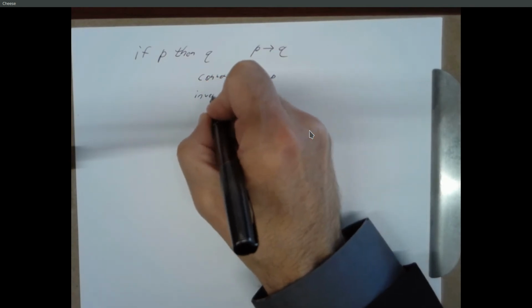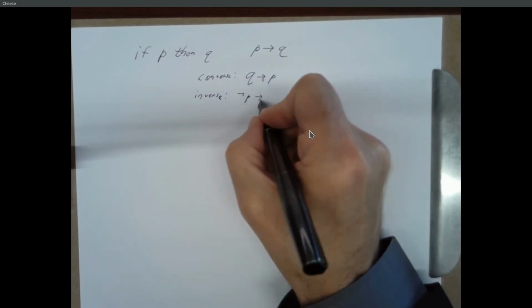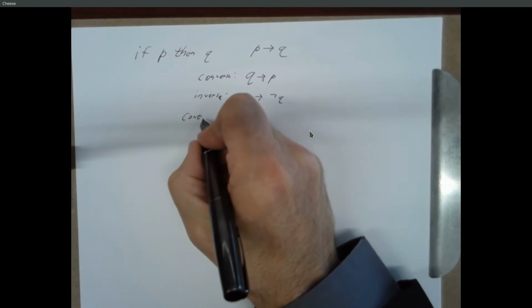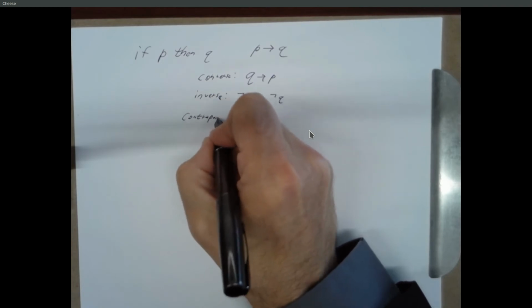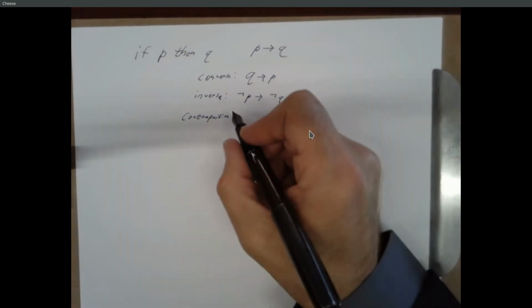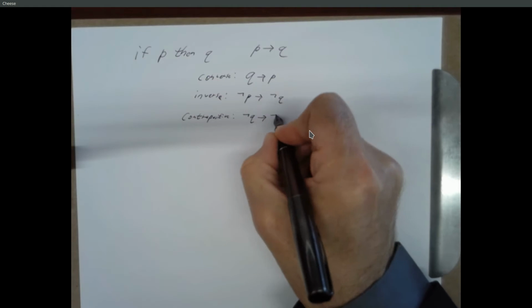The inverse, we just negate. If not P, then not Q. And the contrapositive is both. It's like the converse of the inverse, or the inverse of the converse. If not Q, then not P.